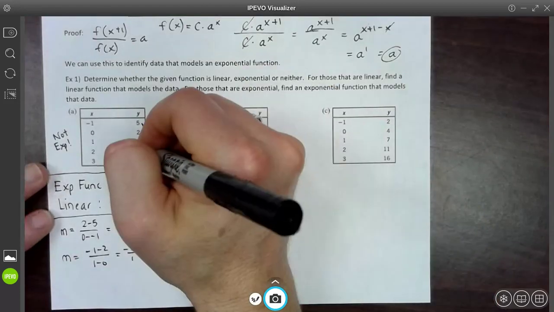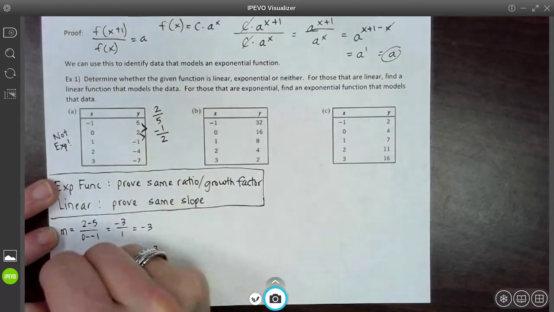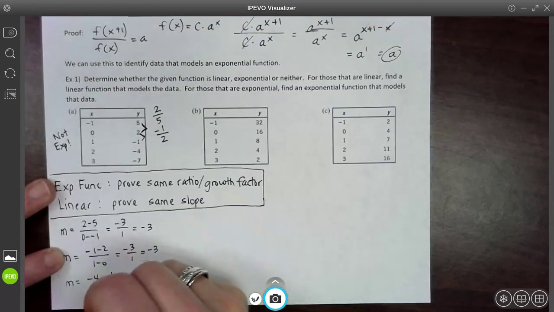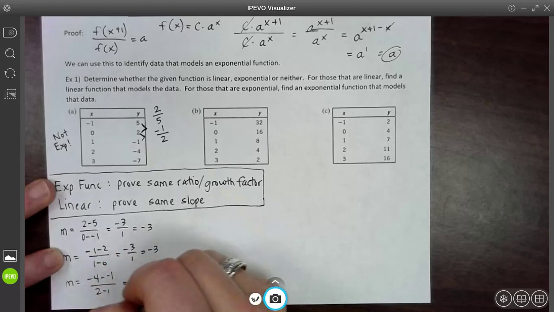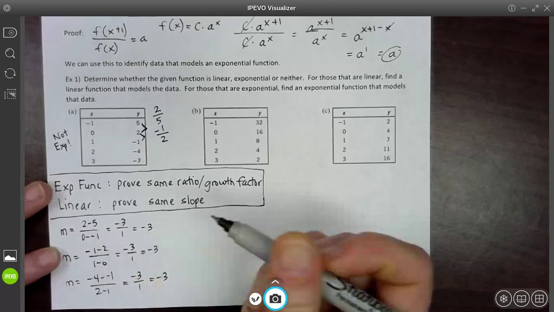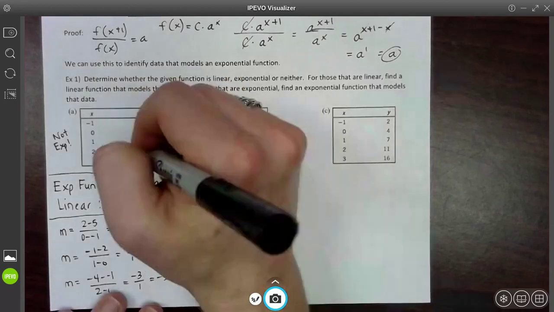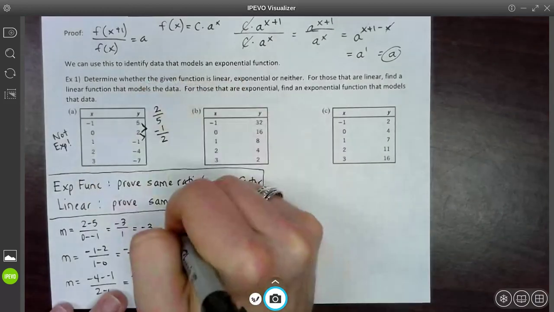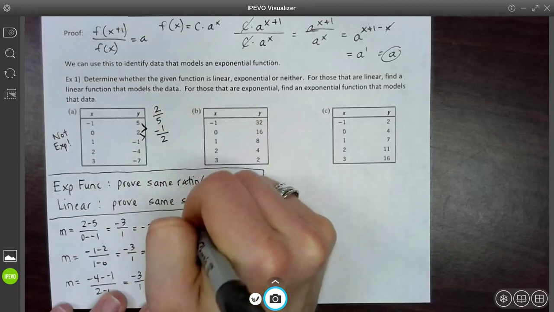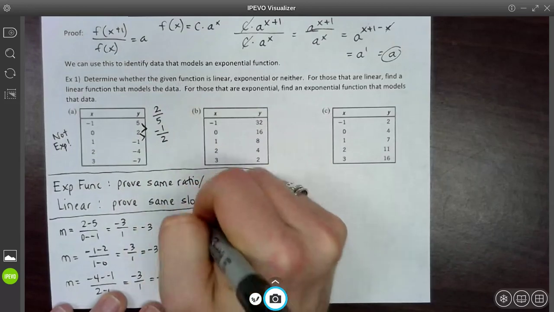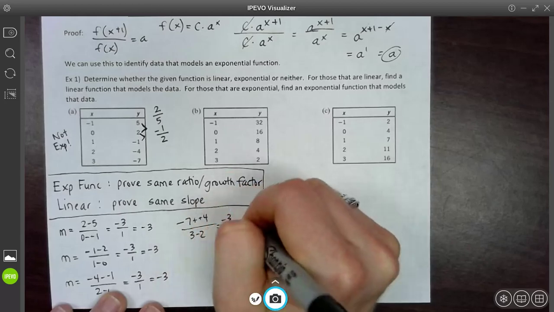I'm going to grab my next 2, -4 subtract -1 over 2 minus 1. That's going to be -3 over 1. That's -3 again. And again, I like to check them all because there might be that one set of points that don't have that constant rate of change, and maybe it's not linear either. So I go through all my data. All right, my next 2 would be -7 subtract -4 over 3 minus 2. And that's going to get me -3 over 1, which is -3.